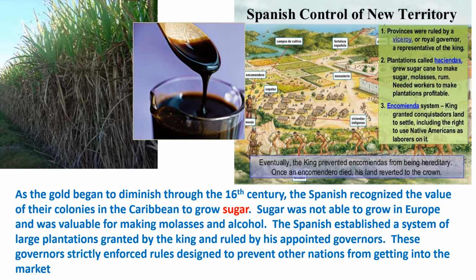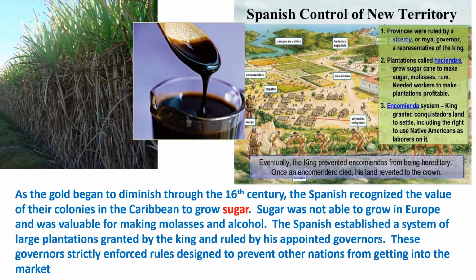The first country really to implement a mercantilist policy was the first country to really develop a colonial empire in North America, Spain. And initially, of course, Spain just extracted specie, gold, from the colonies themselves, which is the best thing for the mother country. But as the 16th century, the 1500s, began to wear on, the Spanish recognized the value of their colonies in the Caribbean to grow sugar. Now, sugar wasn't able to grow in Europe and was valuable for making molasses and alcohol.